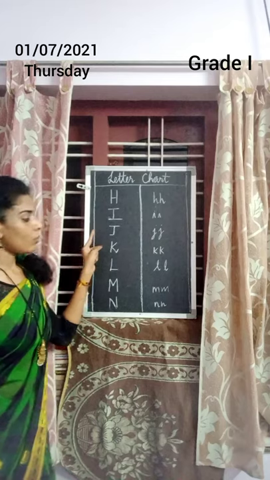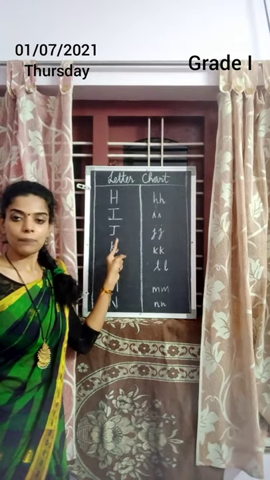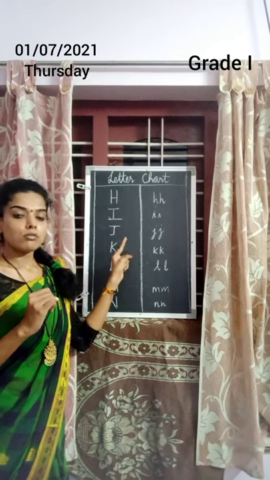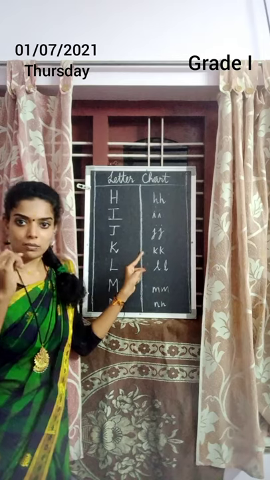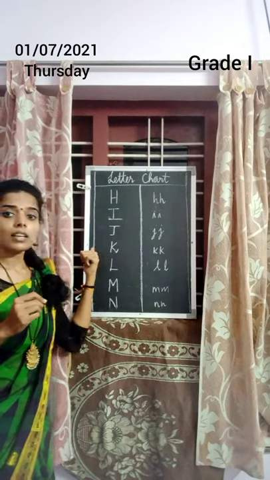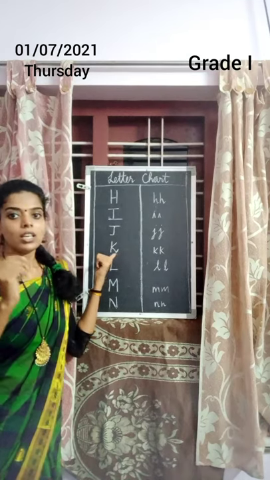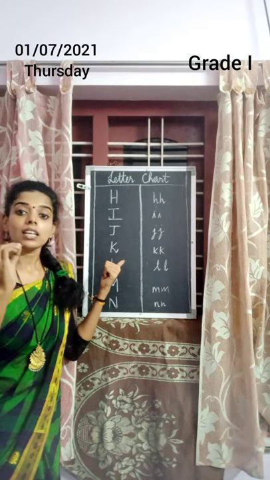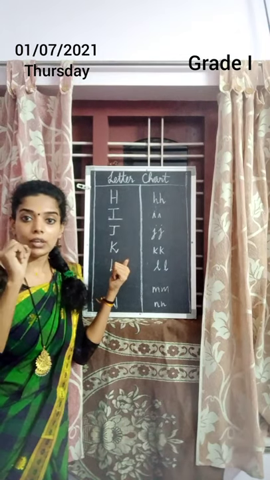So next one is J. The sound of alphabet J is J. The examples are jar, jug, jam, jasmine. Next one is K. The sound of alphabet K is K. The examples are kite, cola, key, kiwi.